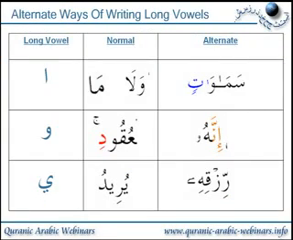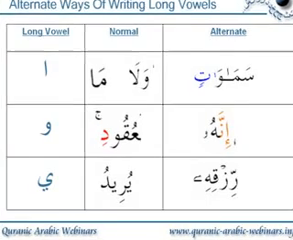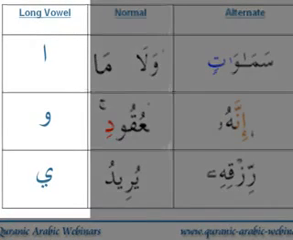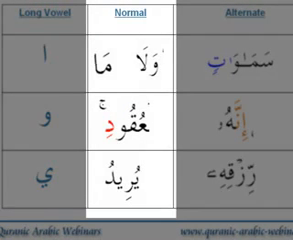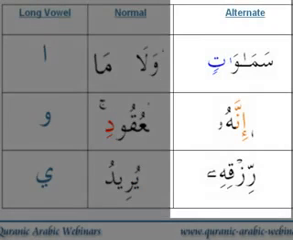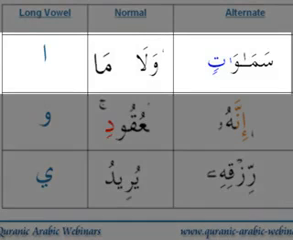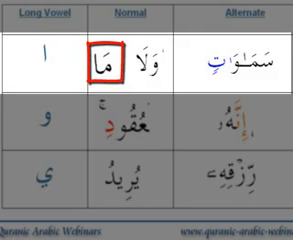Alternate ways of writing long vowels. So in the scripts you can see the long vowels written in different ways. On the left we have the long vowels alif, waw and ya. Then we have a column which shows how they're normally written, i.e. in the sense we've just seen them written, and then we've got an alternate way of writing them. So we'll start with the alif. In the normal column we have ma and we also have wala. So the lam fatha alif is the normal way you would expect it written, and the mim fatha alif is the normal way you would expect it written.